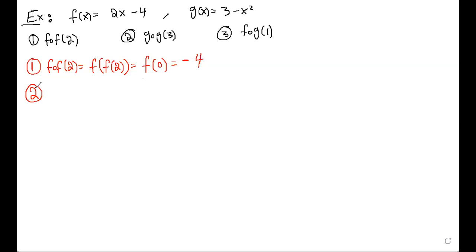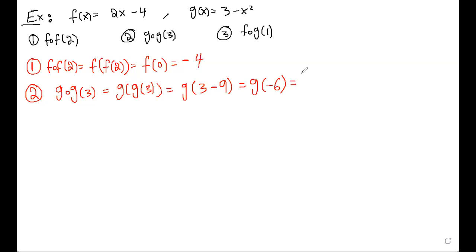For the second one, g circle g of 3, g of 3, you plug the 3 inside the function g, 3 minus 9. I get g of minus 6. Now, what I have to do, we stop up to here.